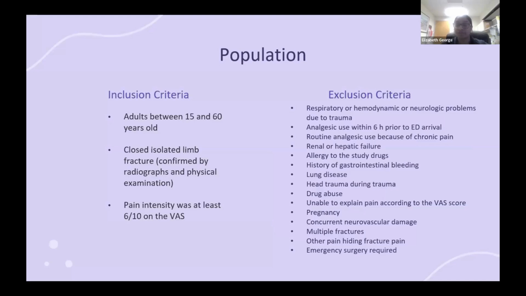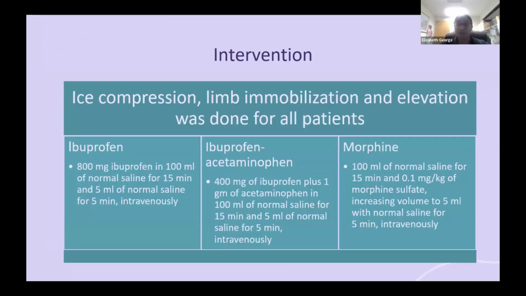And the exclusion criteria was very extensive. It excluded any patient with respiratory or hemodynamic or neurological problems, analgesia due to 6 hours prior to the ED arrival, routine analgesic use because of chronic pain, renal or hepatic failure, allergy to the study drug, history of a GI bleed, lung disease, if they had a head trauma, drug abuse, if they're unable to explain their pain, if they're pregnant, concurrent neurovascular damage, multiple fractures, other pain hiding fracture pain, or if they require surgery for treatment of their fracture. As for the intervention, so ice compression, limb immobilization, and evaluation was done for all patients.